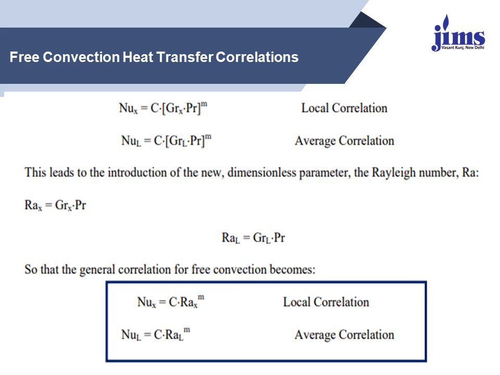Next, the introduction of a new dimensionless parameter, the Rayleigh number. We know the product of the Grashof number multiplied by the Prandtl number is also known as the Rayleigh number. Free convection effects are neglected when the Grashof number is much less than the Reynolds number squared. On the other extreme, free convection dominates when the Grashof number is much greater than the Reynolds number squared.